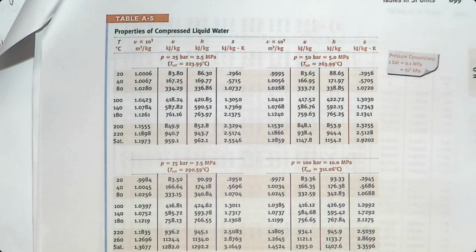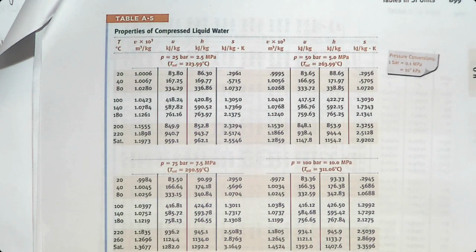What if you have a compressed liquid whose pressure is less than this value? Then can you use this table? No. Then why is there no table for pressure lower than 2.5 megapascal? The answer is simple, because it's not necessary. When pressure is not that high, the effect of pressure on your compressed liquid is negligible. So we don't need a table.